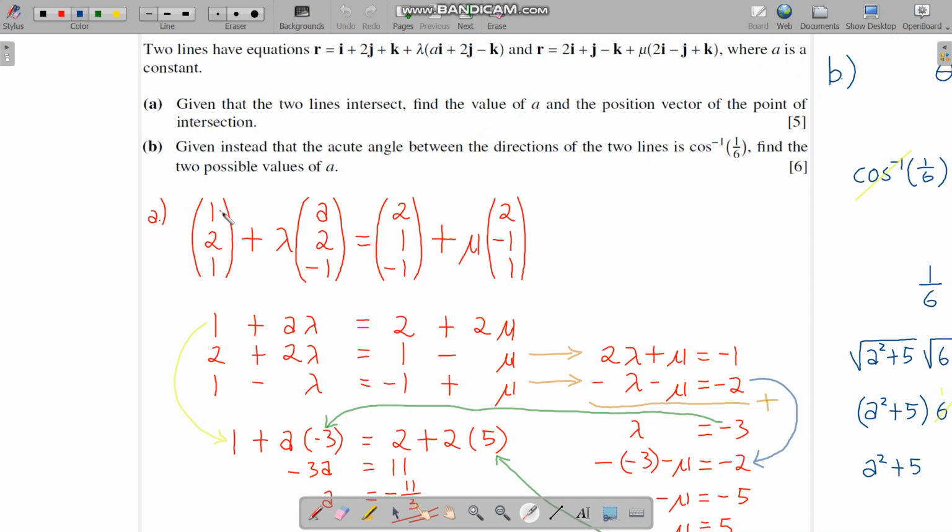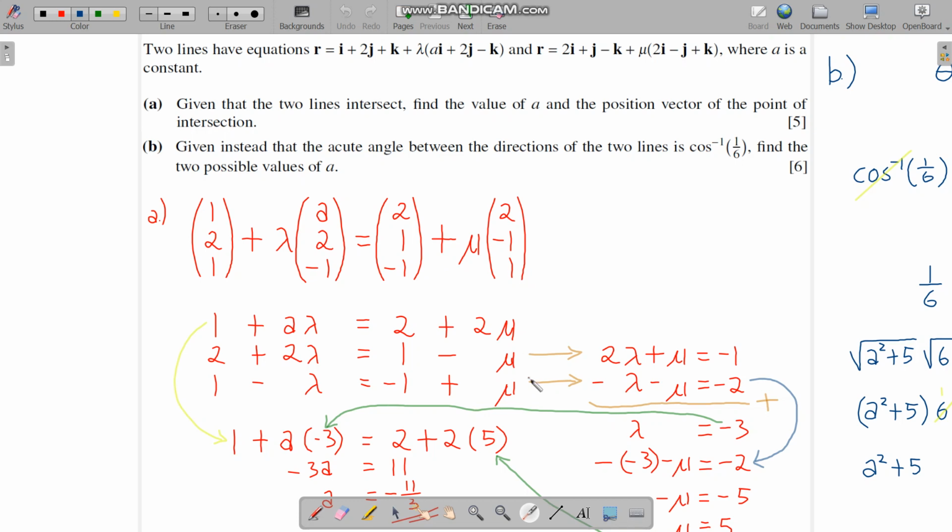Okay, so we have the first line, 1 2 1 in i, j, k, plus lambda times a 2 minus 1, equals 2 1 minus 1 plus mu times 2 minus 1 1. We form the equation from the x components: 1 plus a lambda equals 2 plus 2 mu. And the y component: 2 plus 2 lambda, and the z component: 1 minus lambda equals minus 1 plus mu.